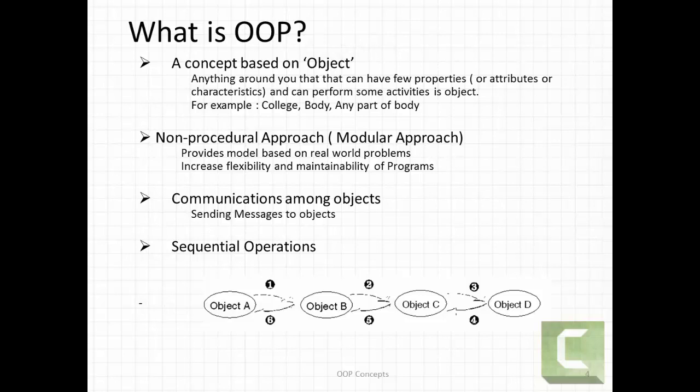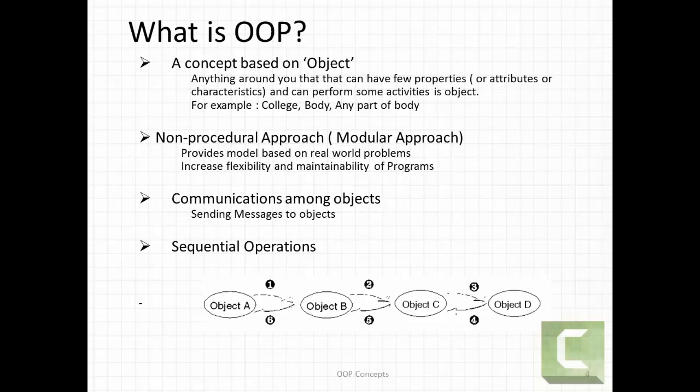So let's start with what is OOP. OOP is a concept which is based on objects. What is an object? An object is anything you see around you that has some properties, you can say characteristics or attributes, and that object performs some activities on those attributes.